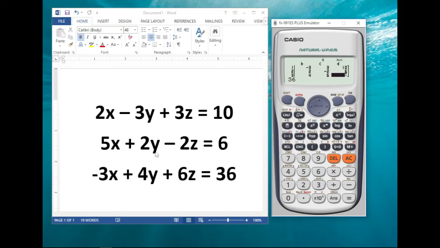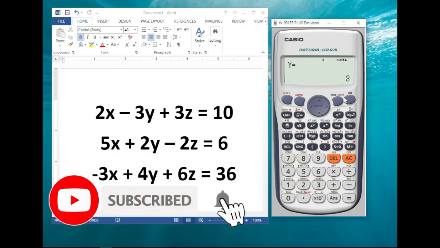Now, when we are done with filling in all the equations, we press equal to. To get the answers for our x, y, and z, press equal to once more. From this equation, our x is 2, y is 3, and z is 5.